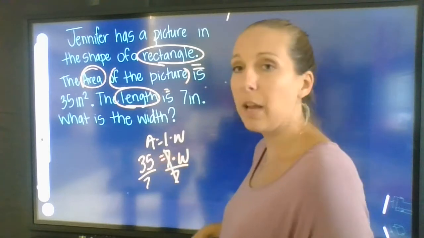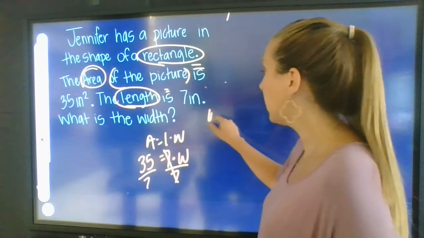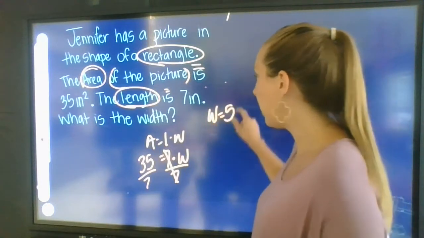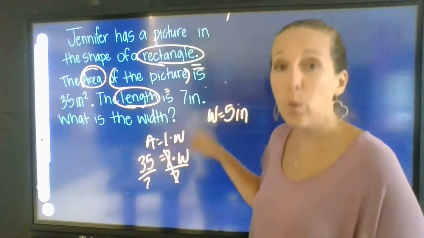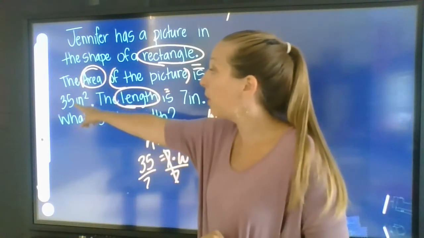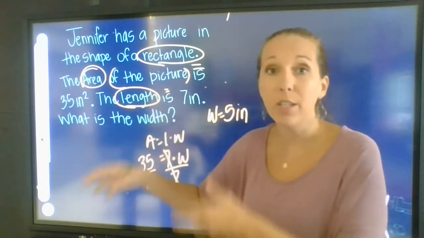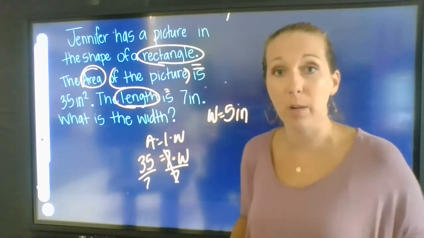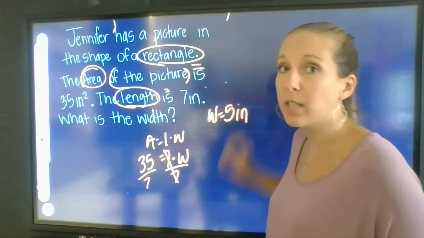So instead of multiplying by 7, we're going to divide both sides by 7. And that's going to cancel out and make 1, because 7 divided by 7 is 1. So we're going to have W equals 5 inches. Now notice this one says 5 inches and not 5 inches squared, because we're talking about one dimension. If you are getting 35 inches squared, you're talking about a dimension times another dimension, or inches times inches. That's where inches squared comes from. But since it's only one dimension, one side here, it's just going to be inches.